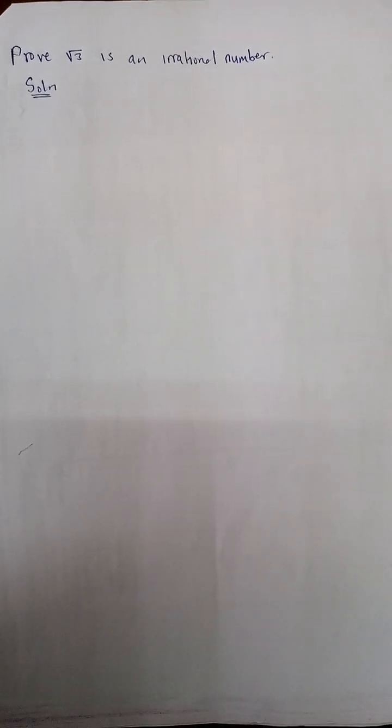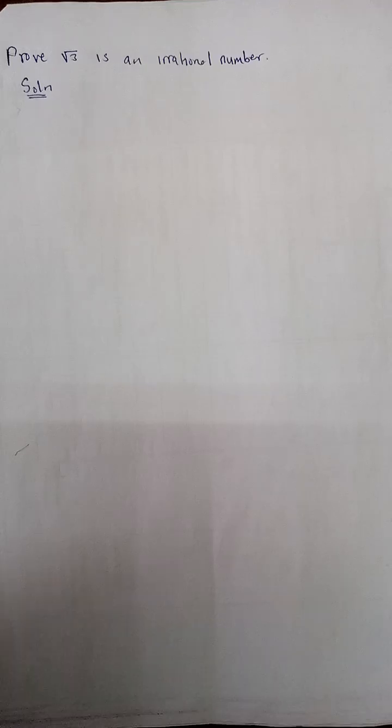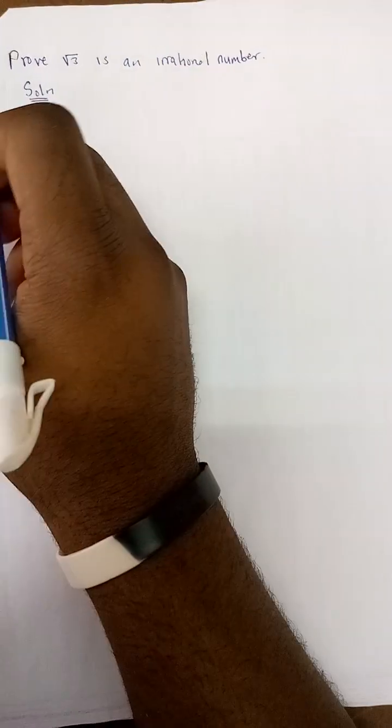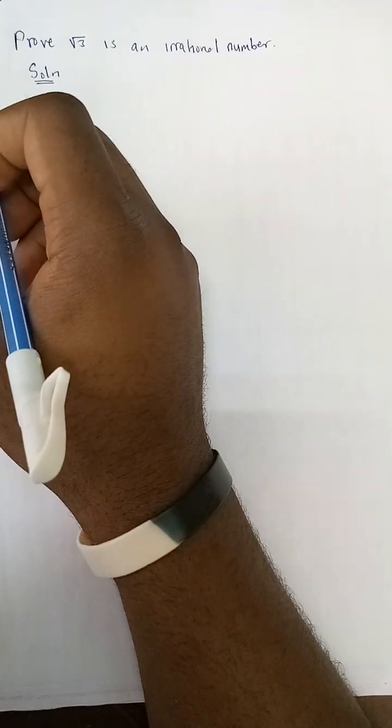So in this video, we've been asked to prove if the square root of 3 is an irrational number. There are different rules that apply when you're solving this. So let's solve the question. This question can only be solved by contradiction.